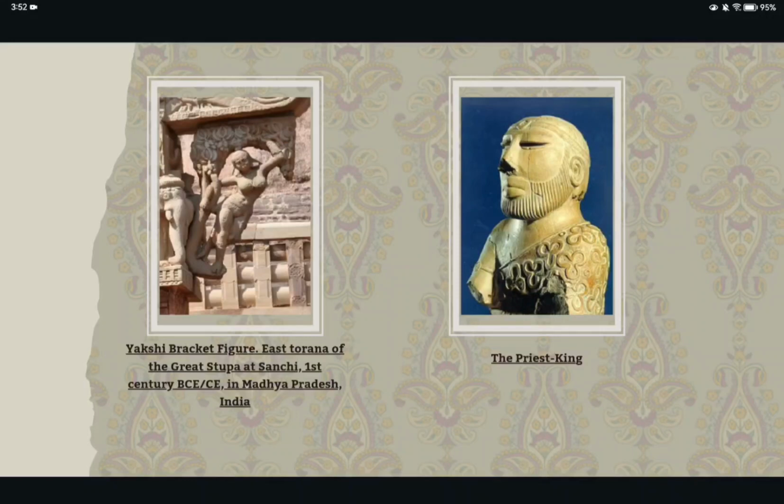The second one is the priest king. It is a carved statuette found during excavation of the Bronze Age city of Mohenjo-daro. Ito ay isang element sa temple, and it is described as a leader that has religious and spiritual roles.